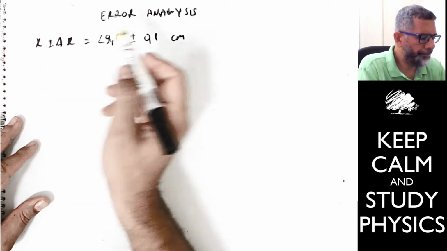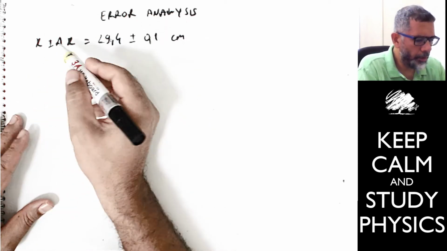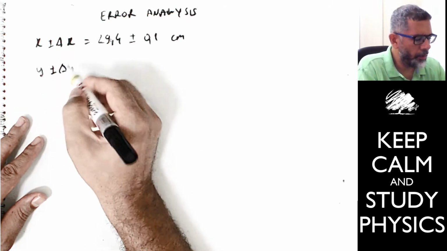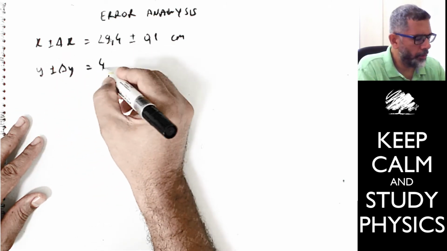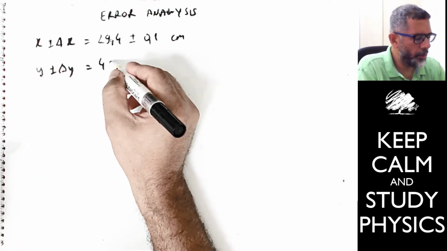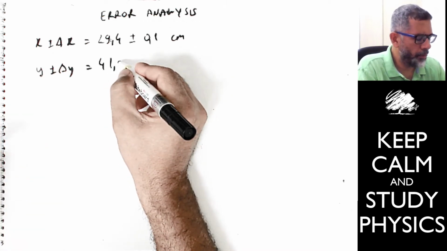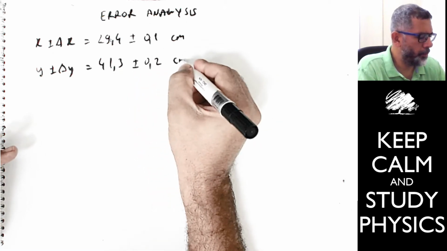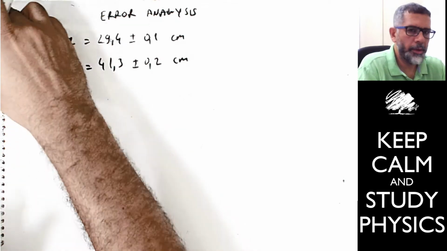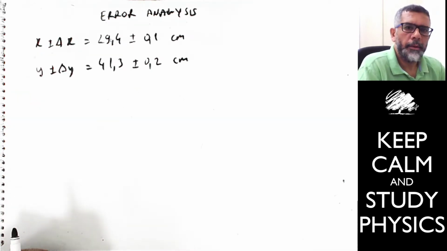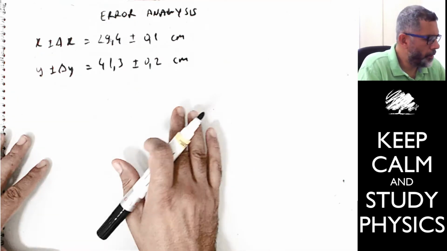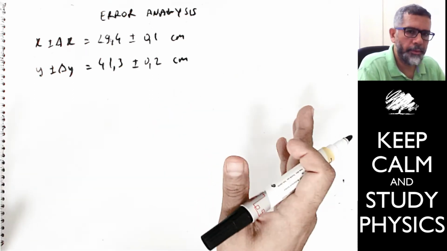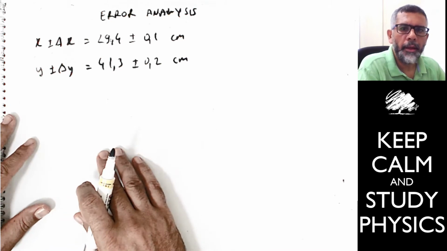Okay, so this is one side, and the other side, let's name it y, together with its error delta y. Let's measure this to be, suppose, 41.3 plus minus an error of 0.2 centimeters. It can be this side and this side. There are, of course, reasons for doing this. We might want to calculate the circumference of the notebook or the area, etc.